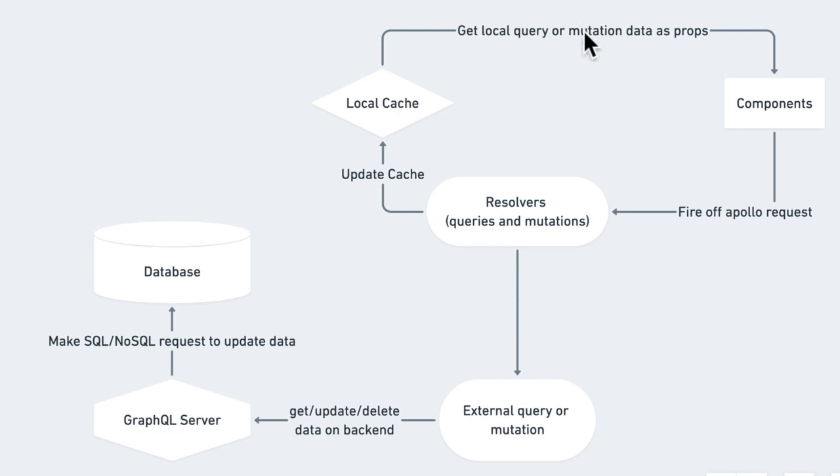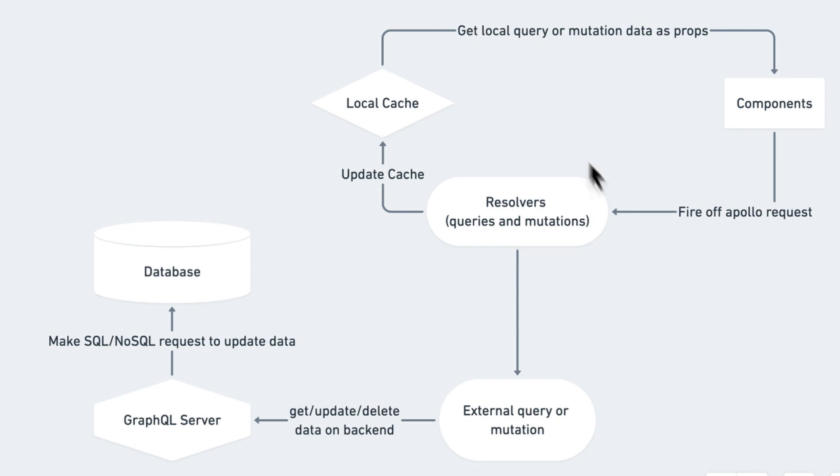Now, what is a mutation? A mutation is simply any code that is not simply trying to read against the data. You want to write against the data. You either want to update it, add something to it, or delete it. So that's pretty much what mutations are. In GraphQL, as well as Apollo, they separate them into two different things. Queries simply get data, mutations modify data.